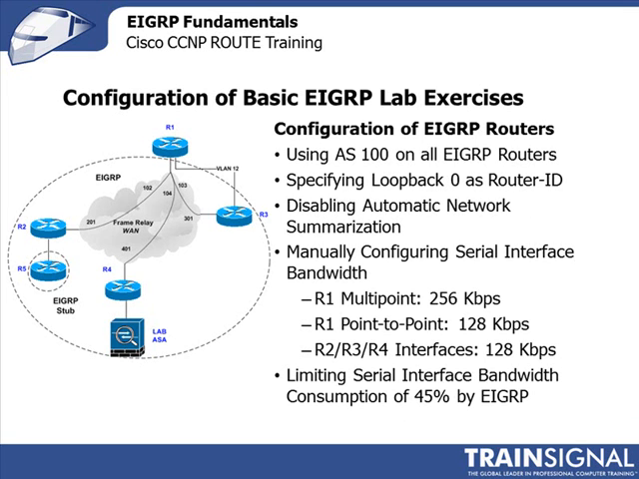So just for purposes of our lab exercises, we're going to be specifying autonomous system number 100 on all our routers. We're going to use loopback 0 as the router ID. We're going to disable automatic summarization.